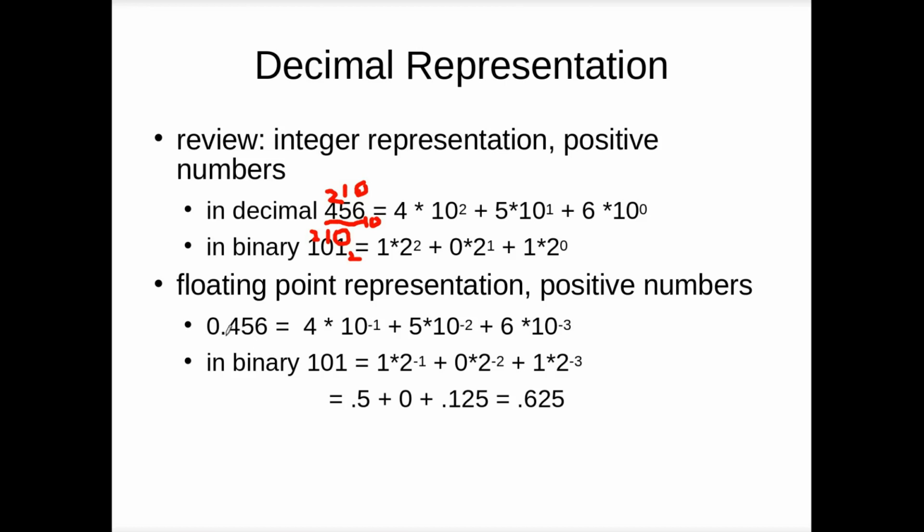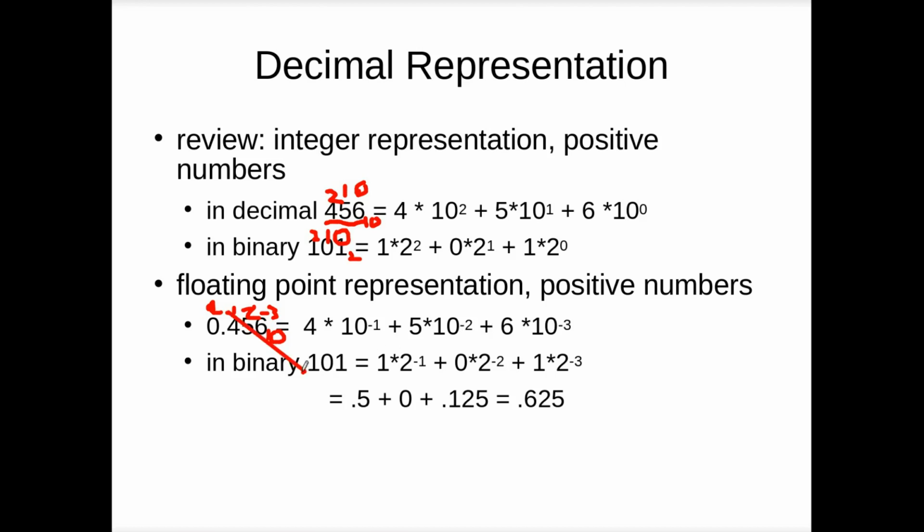In this case we have 0.456. Here's the 0th position, here's the negative 1st position, negative 2nd position, apologize for my writing, negative 3rd position. Again, this is base 10. So 4 times 10 to the negative 1 is this position here, 5 times 10 to the negative 2 is this position here, and 6 times 10 to the negative 3 is going to be this position.